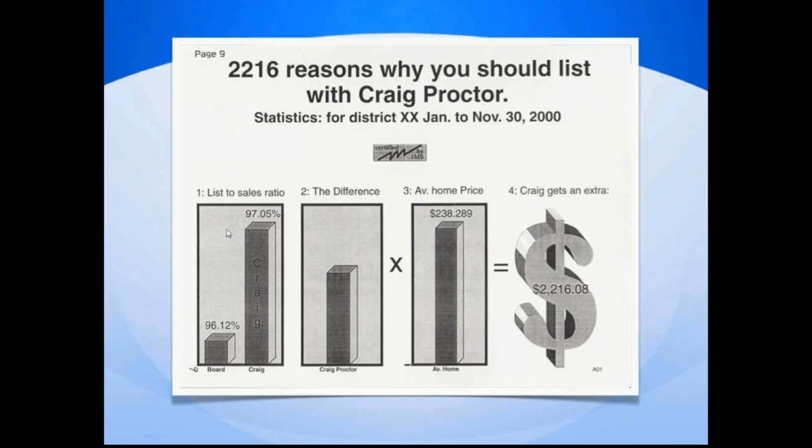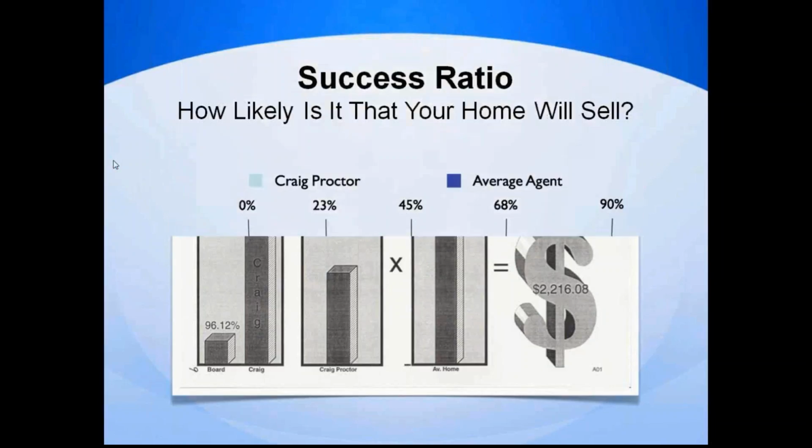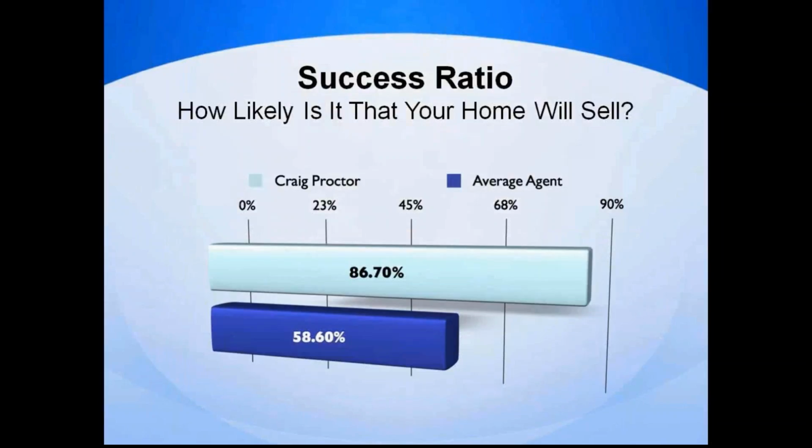Okay, now this is what we call success ratio. 86, almost 87% of the homes that I listed sold and closed. When you compare it to the board average, at that particular point when I was selling 87% of my listings, only 58% of the homes were selling. So that's good information to include in your listing presentation when you're meeting with the seller. Again, this is really easy for all of you to access.